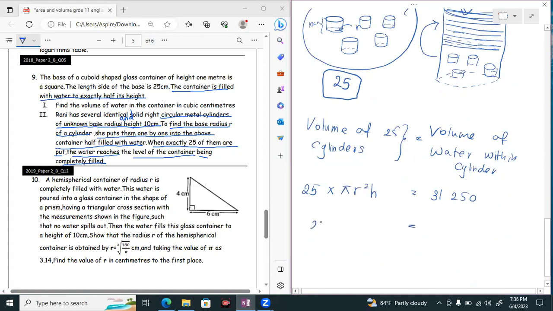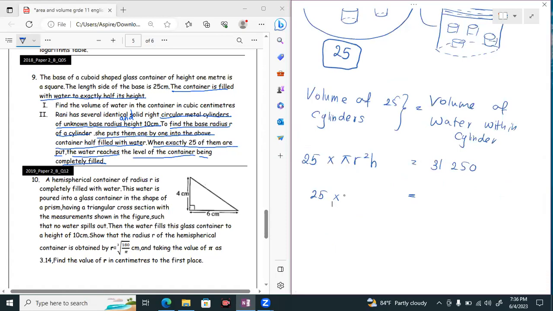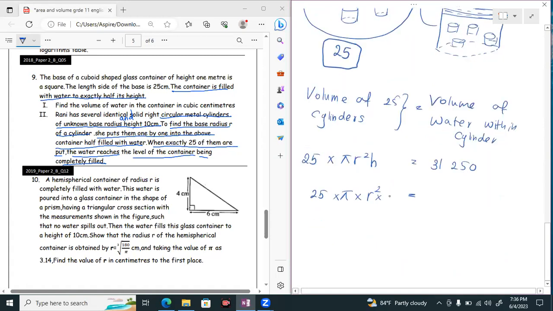In the answer that you have to show, 5 is included. So don't substitute 5. Keep it as it is. R is what you have to find. H is given. H is equal to 10.